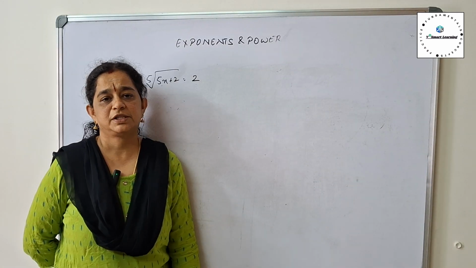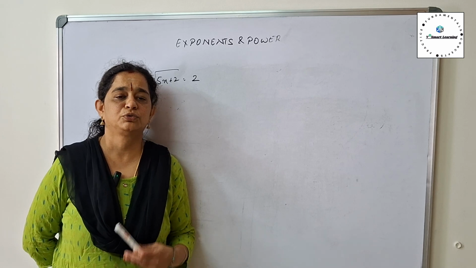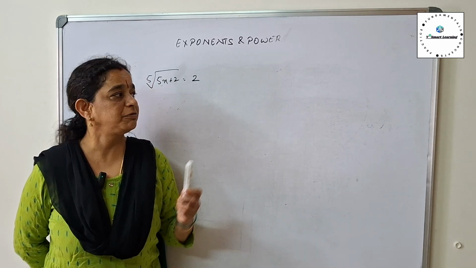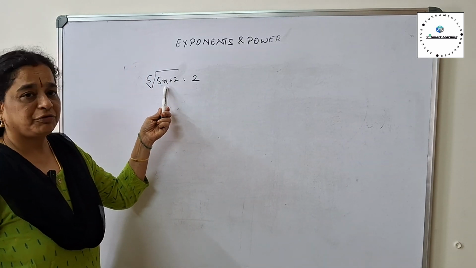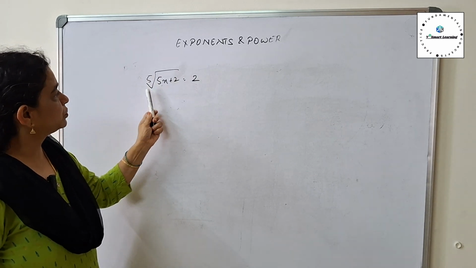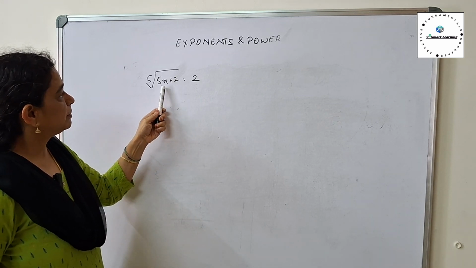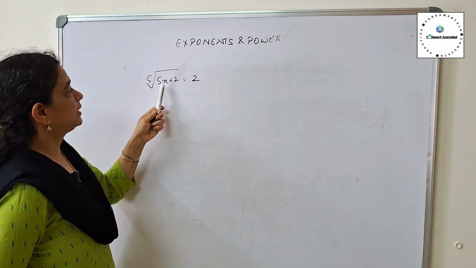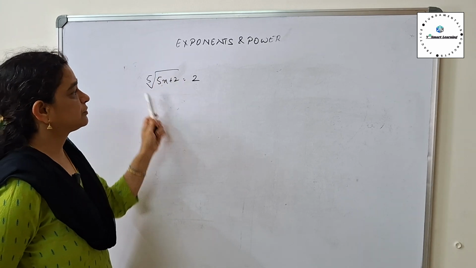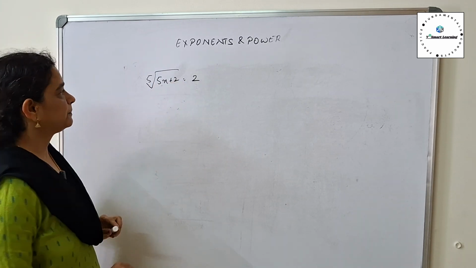So till now we have seen how to simplify and how to prove some problems. Now we will find the value of x. You see this expression, the fifth root of 5x plus 2 is equal to 2. Now my job is to find the value of x for which this equation holds good.